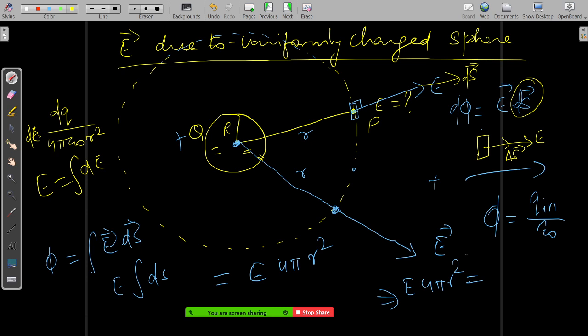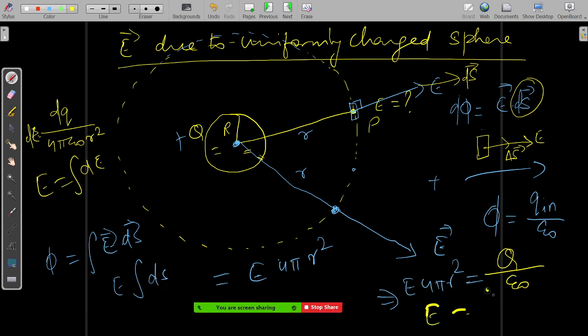So E into 4 pi r square is your total flux, that is equal to Q internal by epsilon naught. So you can find that this electric field at that point will be equal to Q by 4 pi epsilon naught r square. Sorry, 4 pi epsilon naught r square. So you will note that the electric field due to a uniformly charged sphere is equal to Q by 4 pi epsilon naught r square.